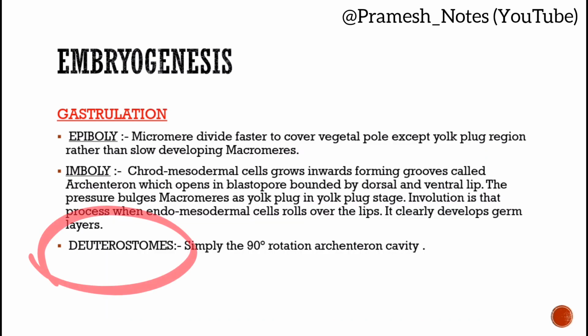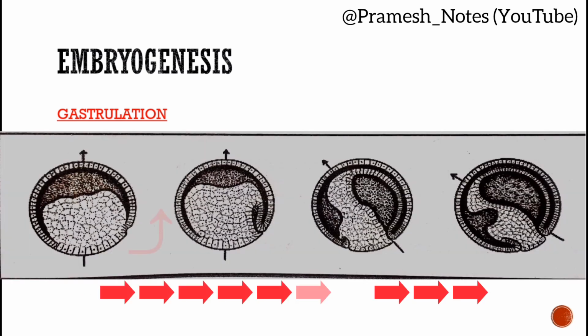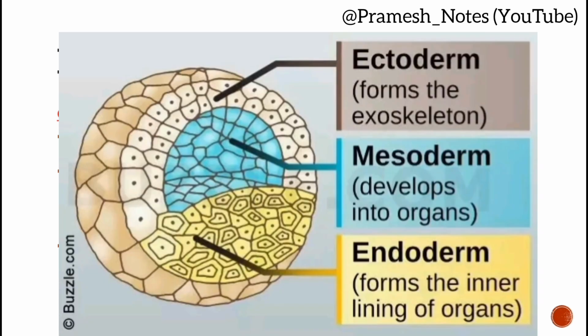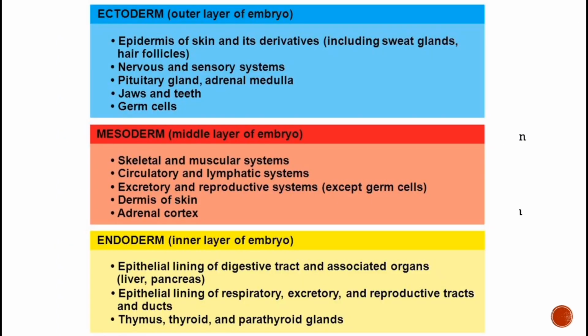In the rotation of the gastrula, or as we call it deuterostomy, there is simply a 90-degree rotation of the archenteron cavity. After this process, the ectoderm gives rise to the exoskeleton, the mesoderm develops into different organs, and the endoderm forms the inner lining of organs. The detailed embryogenesis of these germinal layers is provided in a table. Read the table, you can get into depth by yourself.